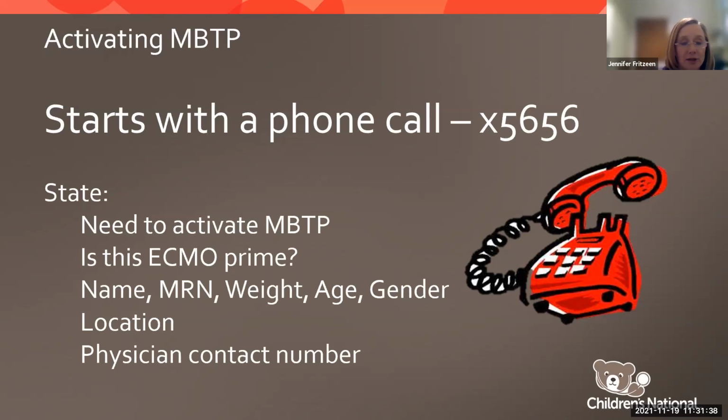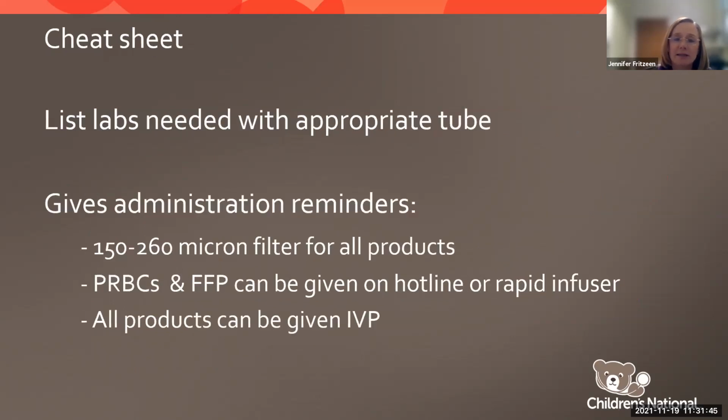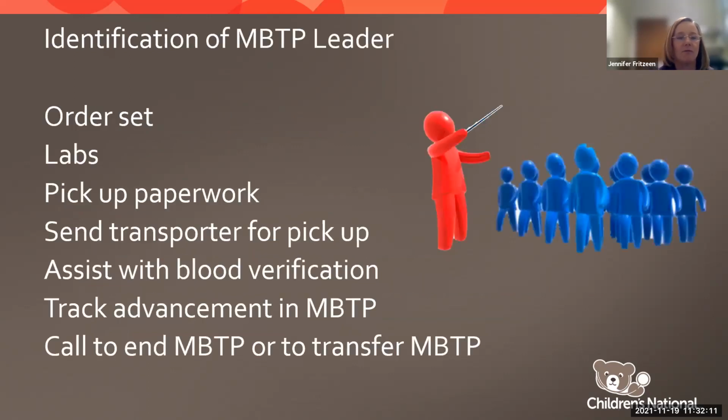They'll ask you your location, and then they need a physician name and contact number because a physician does have to sign this order. There are some cheat sheets in the PICU, the CICU, the ED, and the OR that basically are your massive blood transfusion packet. This is going to give you some administration reminders as far as filters, what can go on the hotline or rapid infuser, what can't, what products we can give IV push. It'll also list the labs you need and what tubes they need to go in. And so it's a nice cheat sheet to have in front of you.